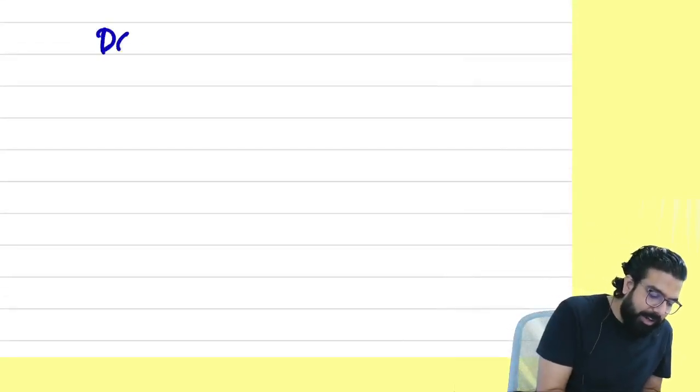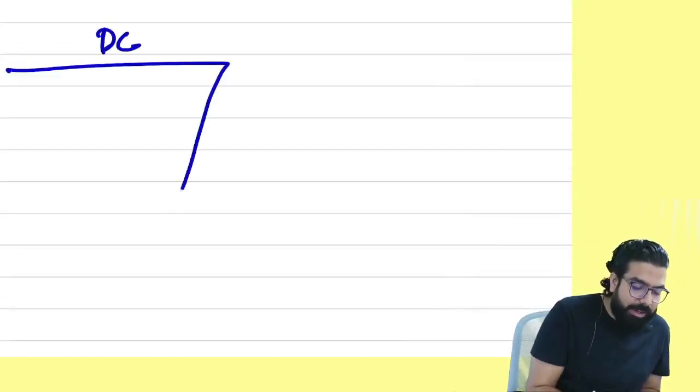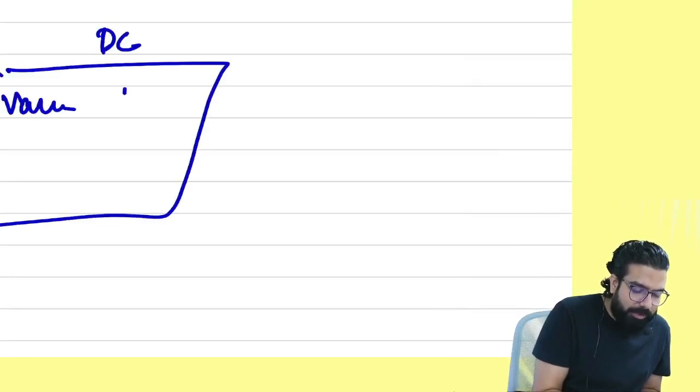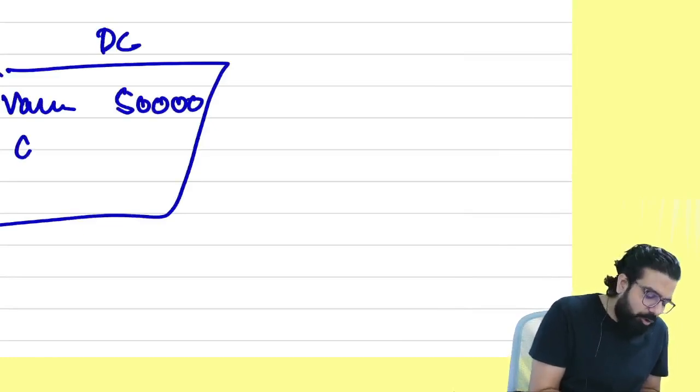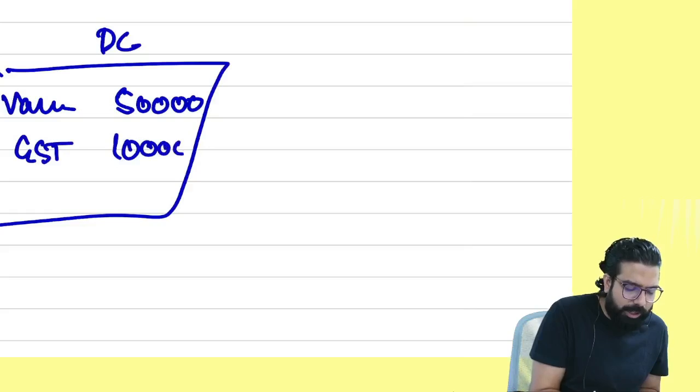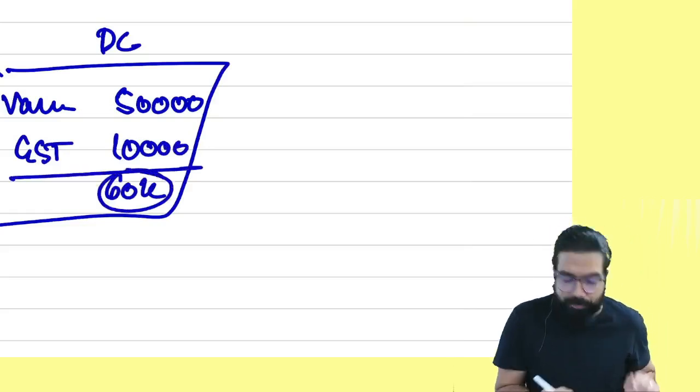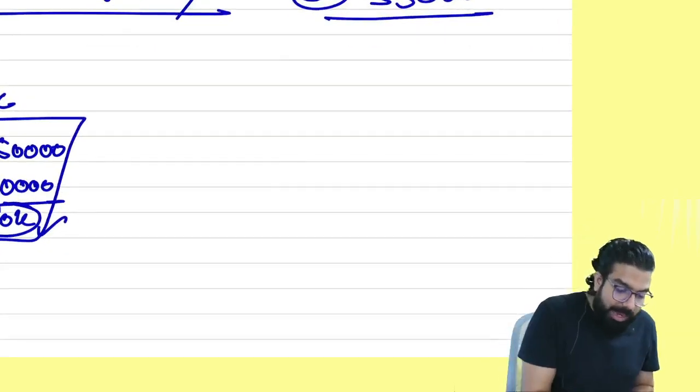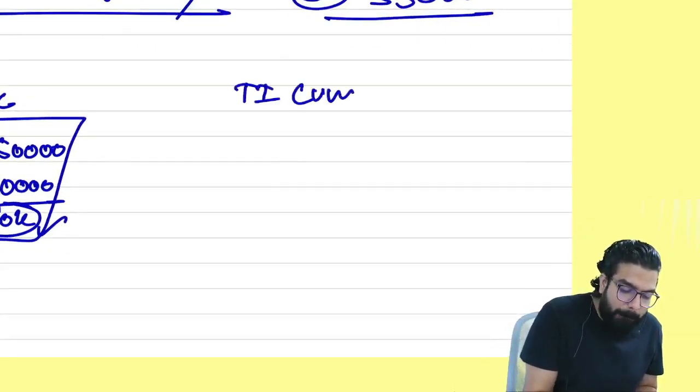I made one delivery challan. In the delivery challan, I showed the value as 50,000 rupees, and I showed GST also, supposedly 10,000. What is the consignment value? Is an e-way bill required? Required.